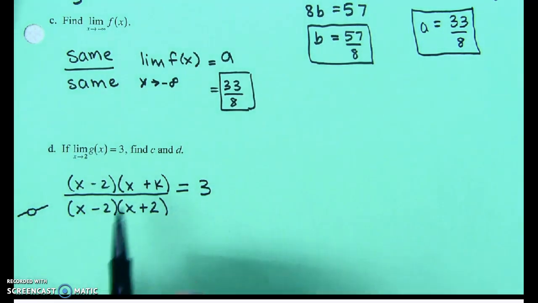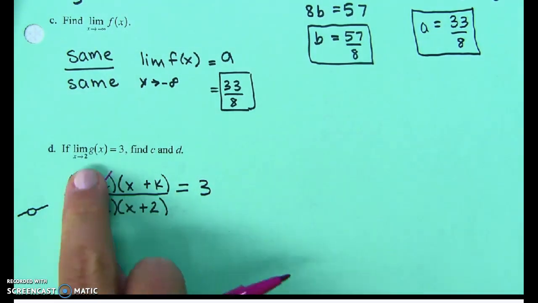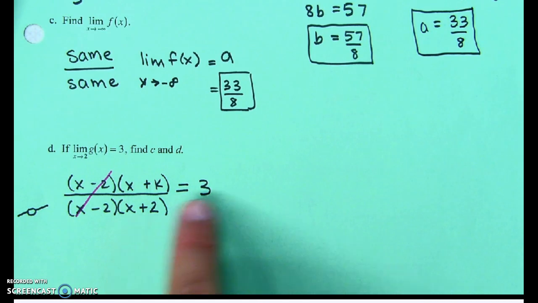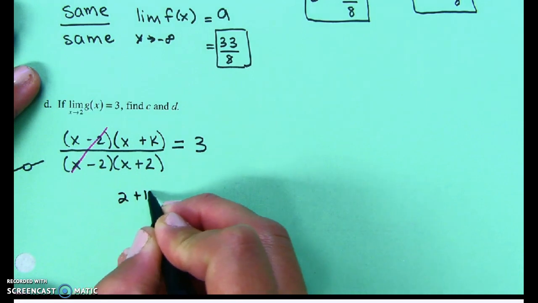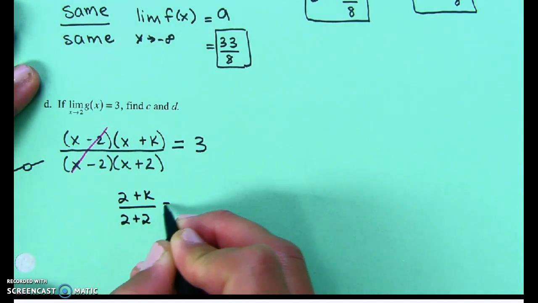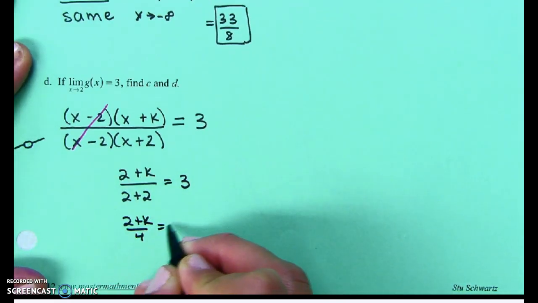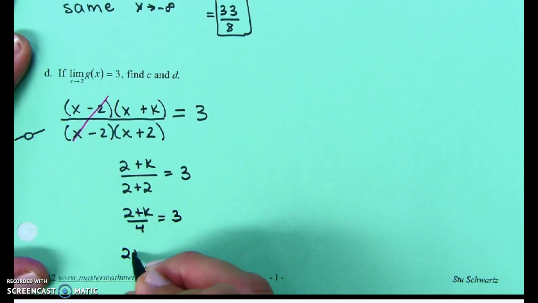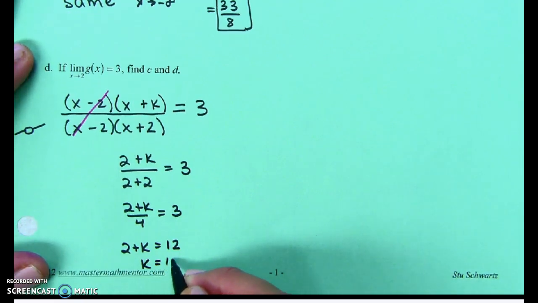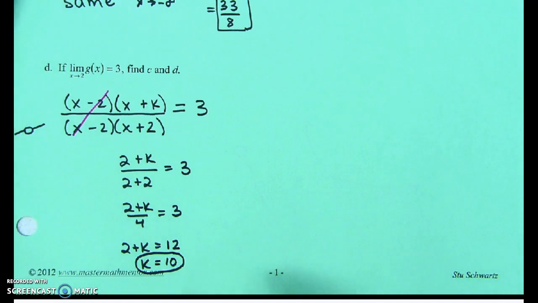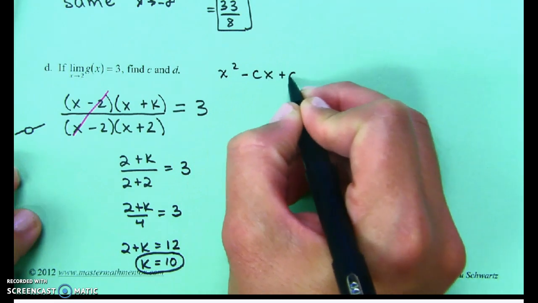Okay, but we do know that this factor cancels. And then we know if you plug in 2 into this, we're going to get 3, right? Is this cool? So we have (2 plus k) over (2 plus 2) equals 3. (2 plus k) over 4 equals 3. 2 plus k equals 12. So what does k equal? K equals 10.